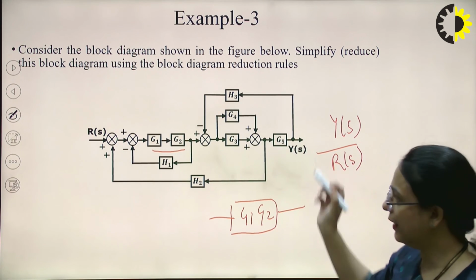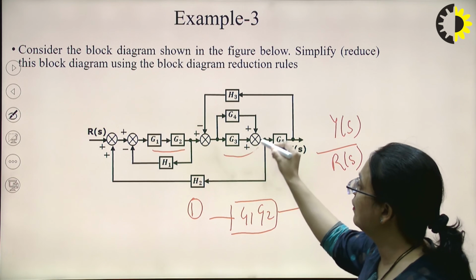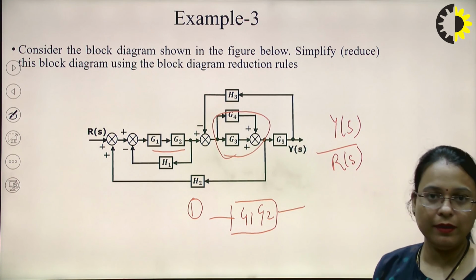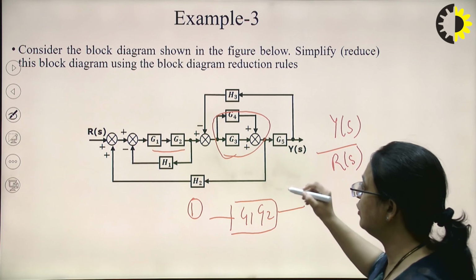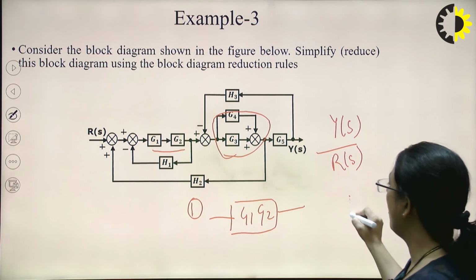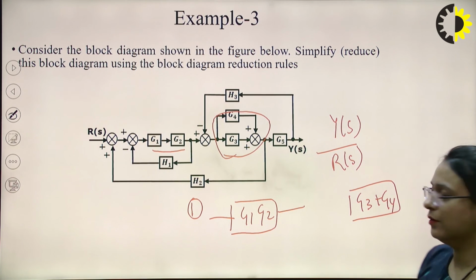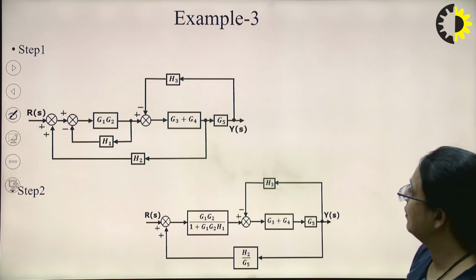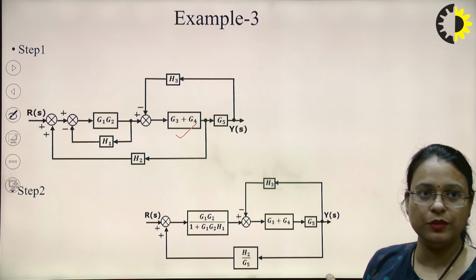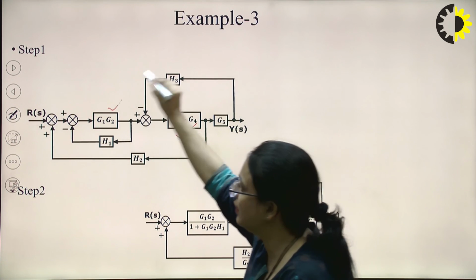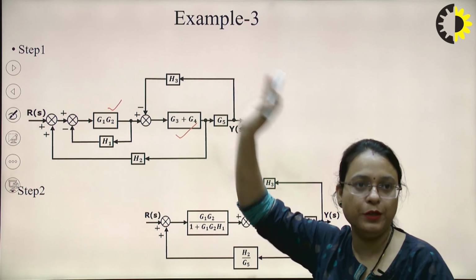Similarly, as the second step, we can check whether any blocks are connected in parallel. You can see here these two blocks are connected in parallel. We can simplify these two blocks into a single block with the addition of their transfer functions, G3 plus G4. See here, I have changed it into a single block G3 plus G4, and similarly these series blocks are simplified and converted into a single block G1 into G2.